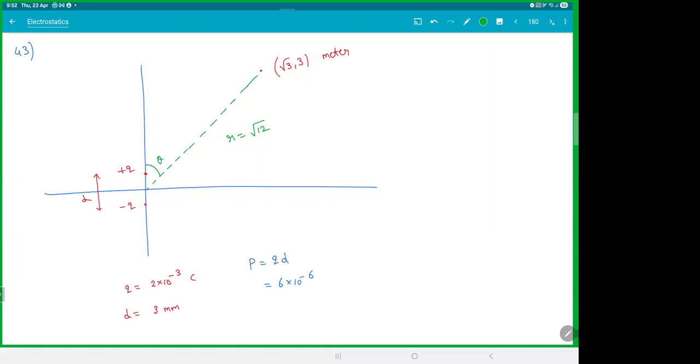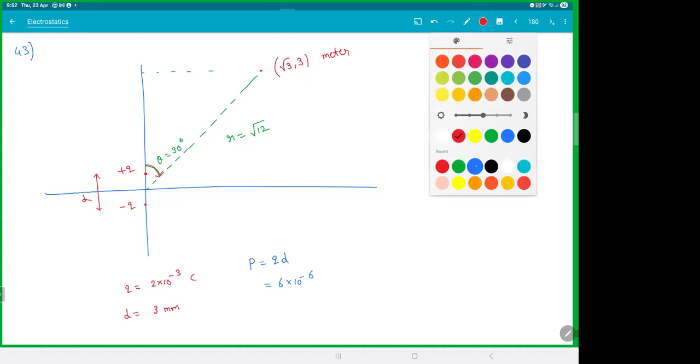It's not the other one. This is theta. And what is tan theta here? Opposite side is root 3 by 3. This is 30 degrees. One of the most common mistakes is that people think theta is 60. So be careful with that, because theta is measured from positive to negative. Then you're done. You will get whatever you want.